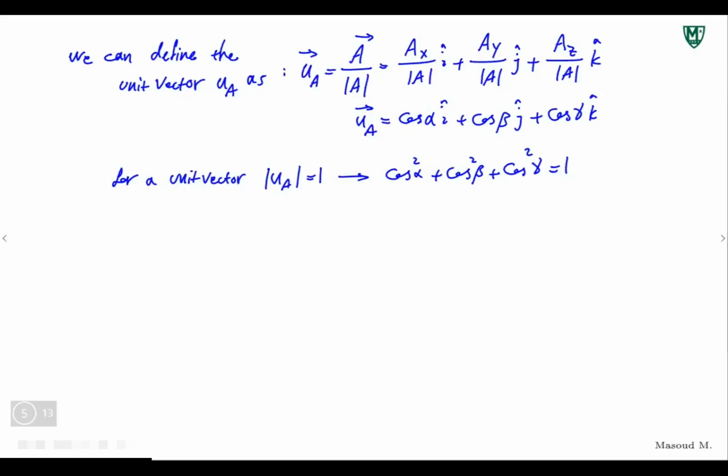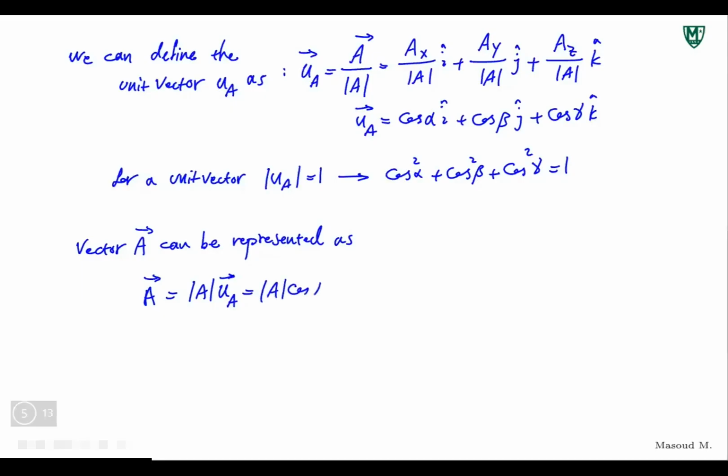I know I use so many vectors in one sentence. So let me just do it this way. Vector A can be represented as the magnitude of A times the unit vector for A. So pretty much that'll be, if I expand it, A cosine alpha i plus A cosine beta j plus A cosine gamma k.